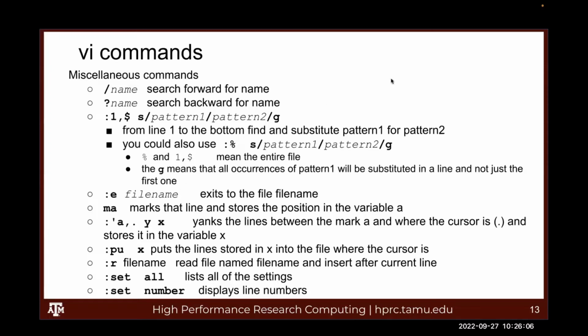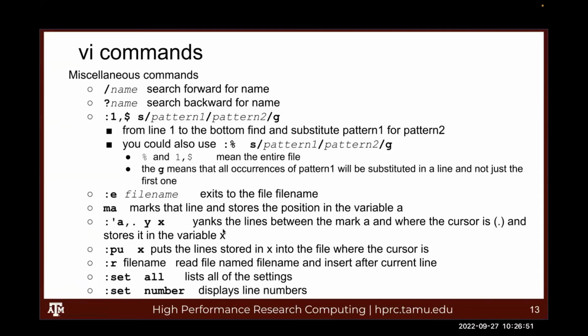:e exits to the file name or whatever name you have there. ma will mark a line and store that position in a variable called a. Then if you want to use that variable again, you could use it as in these other commands: :'a,.y x. What this will do is yank the lines between your previously marked variable a and where your current cursor is, and store that in variable x. You can see the syntax there and how it executes that command.